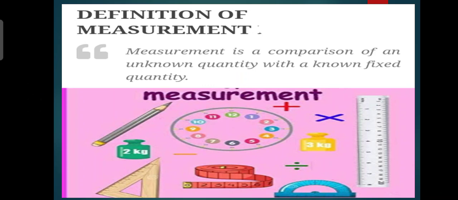Definition of measurement. Measurement is a comparison of an unknown quantity with some known quantity. Once again, measurement is a comparison of an unknown quantity with a known fixed quantity. It's known as measurement.